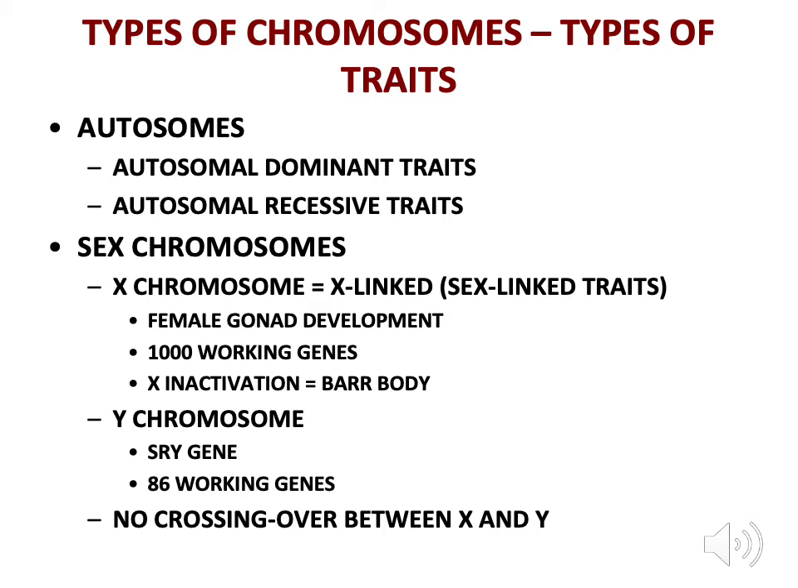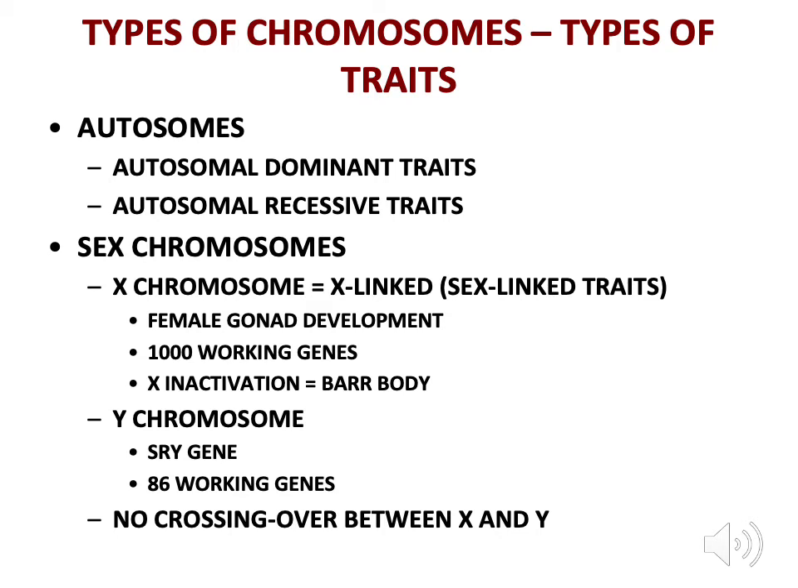Let's take a look at the X chromosome first. The X chromosome is a genetically rich chromosome. In other words, it contains a lot of content. Any trait found on the X chromosome is called an X-linked trait. Any trait on the X chromosome is ultimately going to be connected to gender.